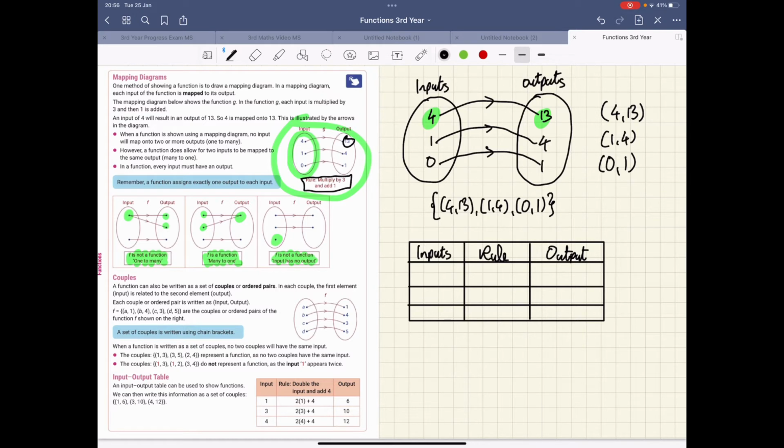So the inputs we picked were 4, 1, and 0. The rule was to triple, or multiply the input by 3, and add 1, which gives me 13, 4, and 1. And I'll just highlight my couples in pink. So 4 and 13 is a couple, 1 and 4 is a couple, 0 and 1 is a couple. So that's the theory behind functions.